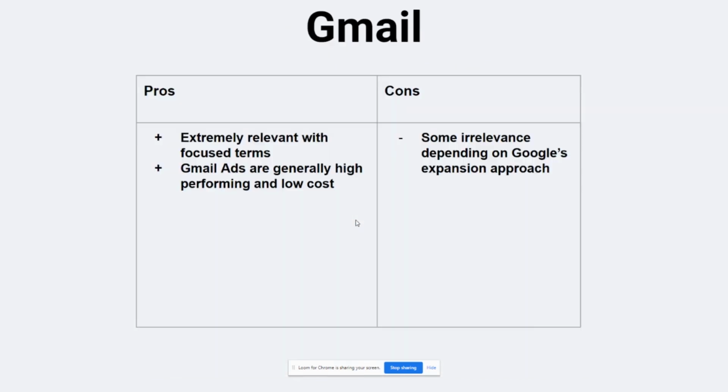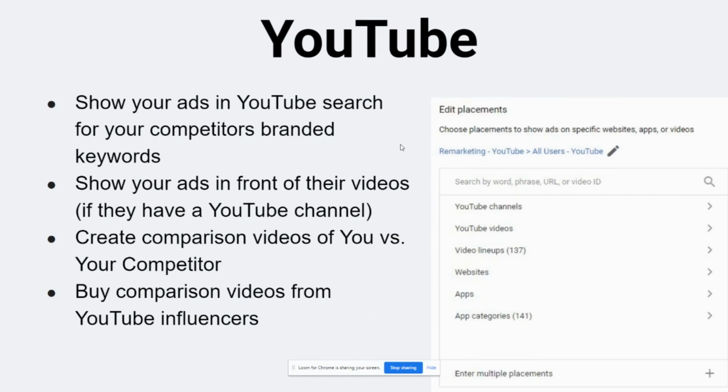Pros: extremely relevant and focused search terms. Gmail ads are also generally high performing and low cost, assuming they're structured well. You will see, again, just like with display, some irrelevance depending on how expansive Google gets and how specific your phrases are that you're bidding on.